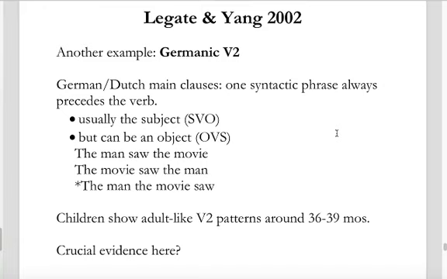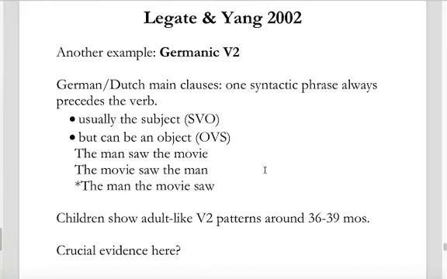But it can also be an object. You can get OVS, object, verb, subject order in these languages as well. So it's possible to say "the movie saw the man" with the meaning that in English, the man saw the movie. Right? You can't put the verb third, though. It has to be in second position here. So you can't do "the man the movie saw." This is so-called V2 or verb second phenomena.